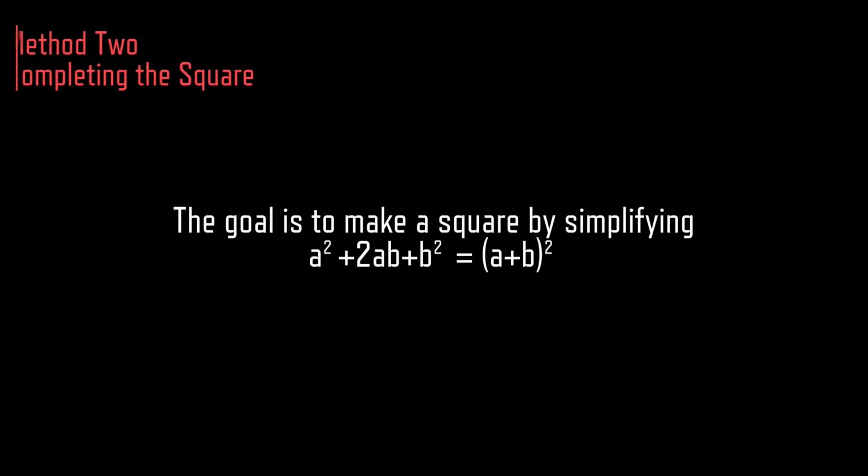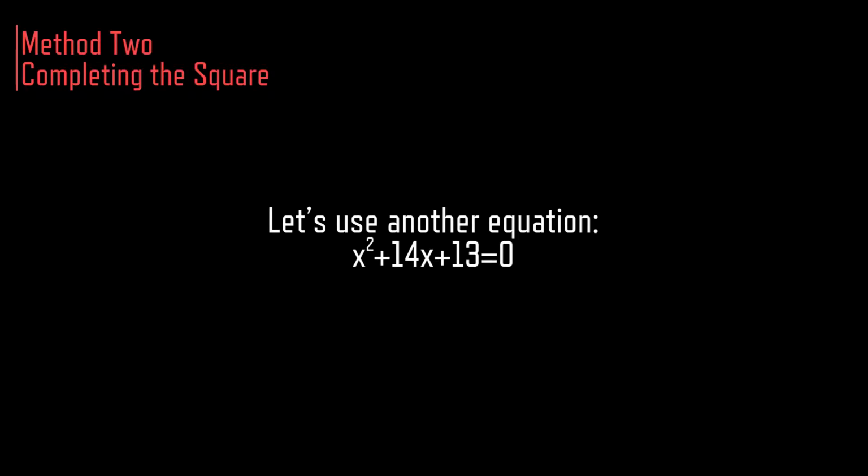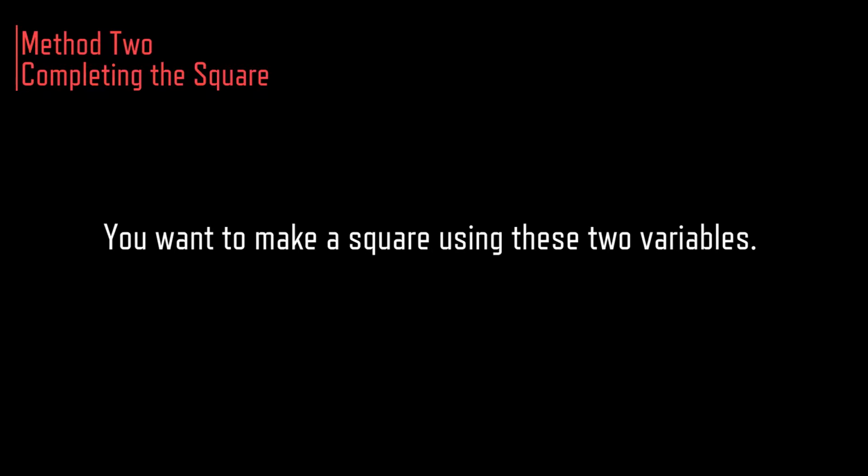Number 2. Completing the square. The goal is to make a square by simplifying a squared plus 2ab plus b squared, which equals (a plus b) squared. Let's use another equation. X squared plus 14x plus 13 will equal 0. We want to make a square using these 2 variables.